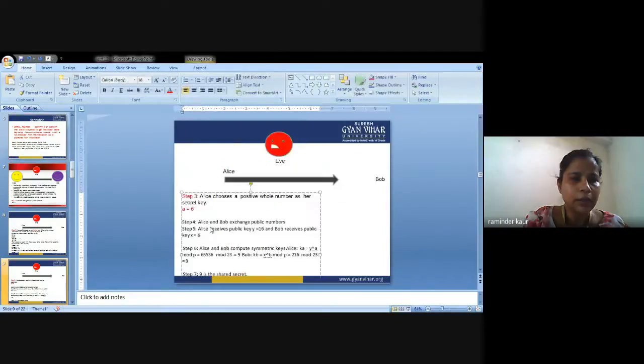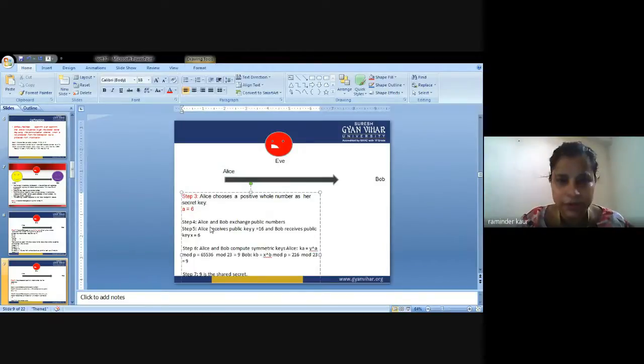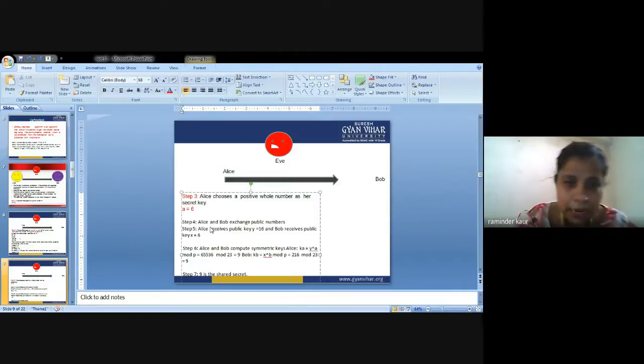Step 4, Alice and Bob exchange public numbers. Alice received public key 16, Bob received public key X, that we have discussed in the third step. So next is Alice and Bob compute symmetric keys. Alice's Ka is equal to Y raised to power A into modulus of P, which will be 65,536 into modulus of 23, which is equal to 9.